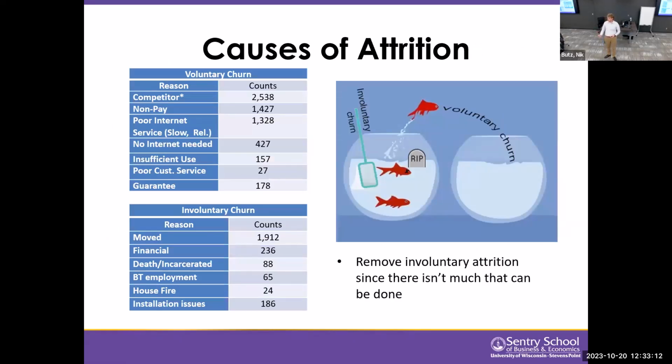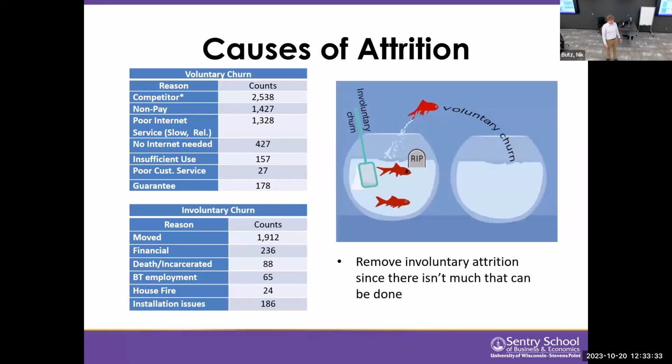So now causes of attrition. There are 2 kinds. So it's not always cut and dry. They don't like the service, they leave. There's usually a lot of different aspects involved. So there's voluntary, where they leave because they wanted to leave. There was something like a competitor that had better pricing, poor internet service, or poor customer service that really made them upset and they wanted to go elsewhere.